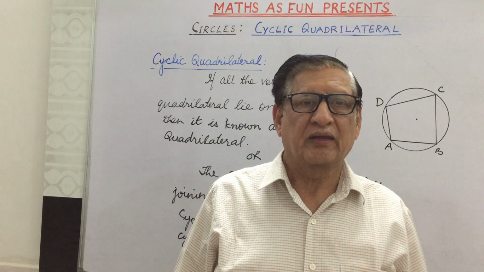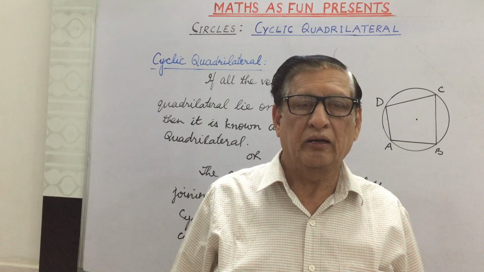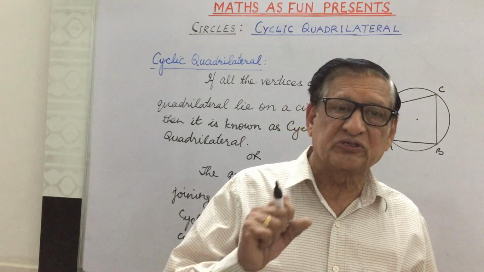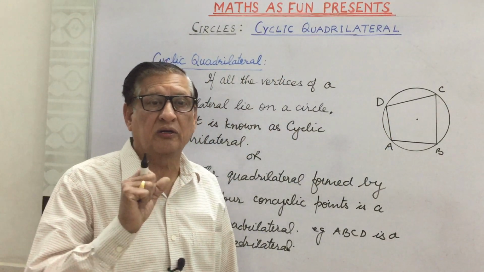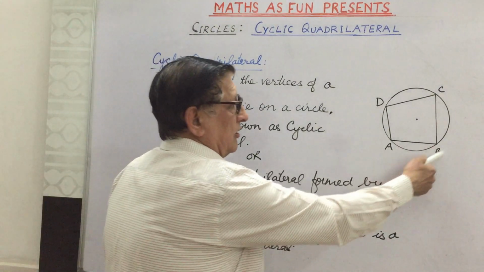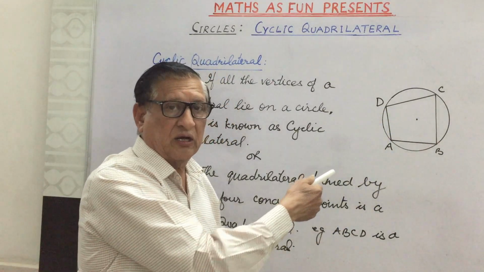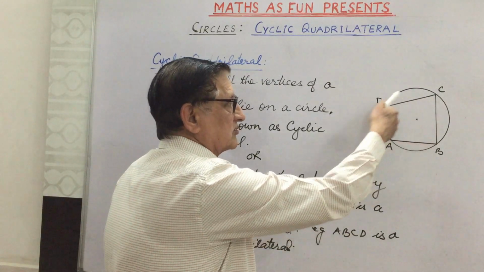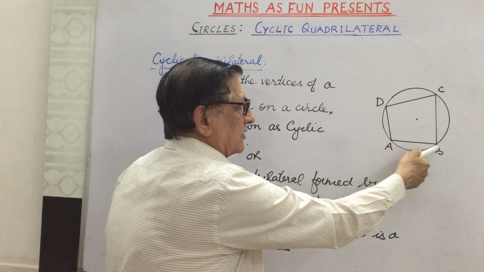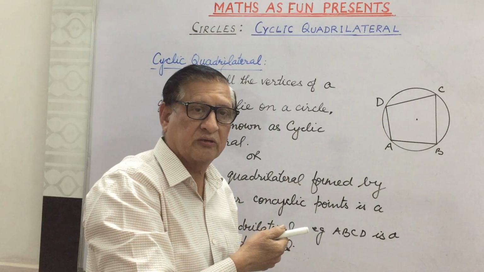Hello everyone. In this video we will learn about the cyclic quadrilateral and its properties with their proofs. First of all, we should learn what a cyclic quadrilateral is. Here we have a circle and 4 points A, B, C and D which are lying on the circumference of the circle. Then the quadrilateral formed by joining these points is the cyclic quadrilateral.